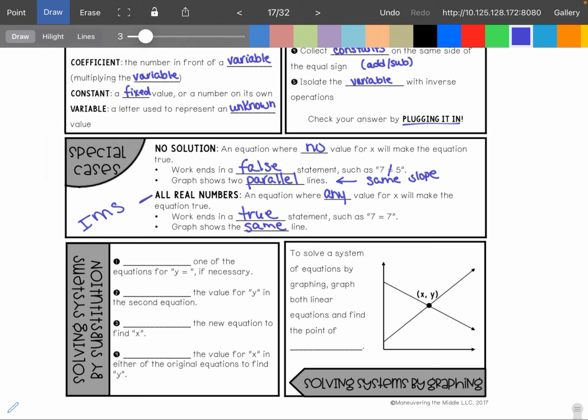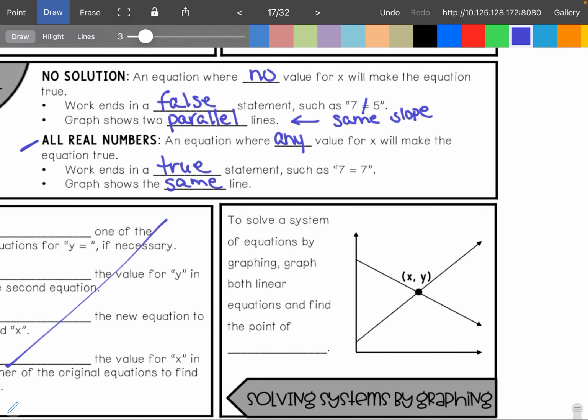Now, we did not really go through this year. We kind of ran out of time for that. But when you're looking at a system by graphing, to solve that system, to figure out what the answer is, you look at the point of intersection. Where do those two lines cross? And that is going to give you your answer.